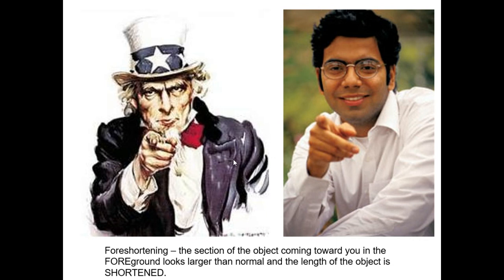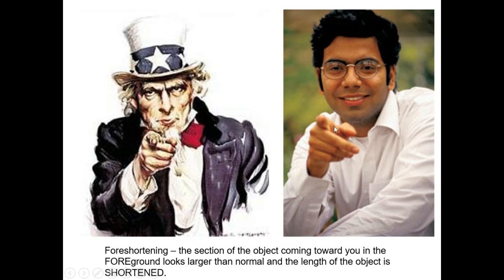A lot of times when students go to draw this, though, they will actually draw the finger on a weird downward angle like this, because your brain knows that that pointer finger is long. But in order to create the illusion of it coming towards you, you have to use what we call foreshortening. The foreground element is larger than normal, and the length of the finger in this case is much shorter.